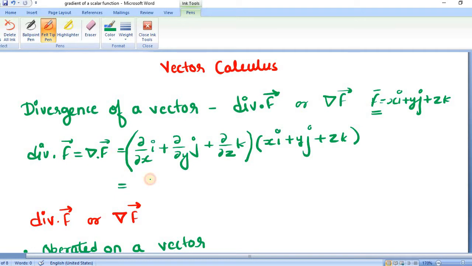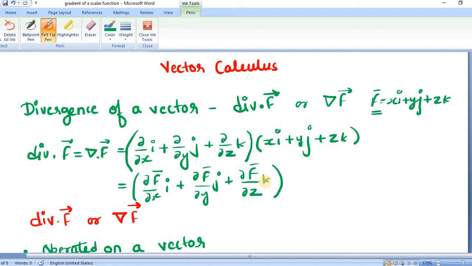We can also write it as del f upon del x i plus del f upon del y j plus del f upon del z k. Right, so this is pretty much similar to the gradient, with the difference that the gradient is operated on a scalar, that was grad phi. You can watch my previous lecture to understand what is grad phi, and here the divergence is operated on a vector field. So this is divergence of f.